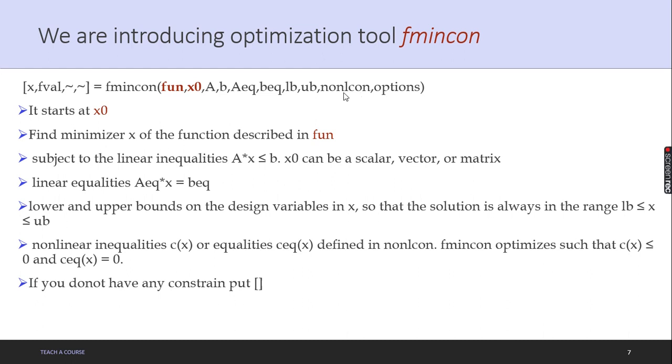Nonlcon is a non-linear constraint. If you have any, we will not discuss it here now. And options for optimization we will be discussing later, not at this moment. If we are not using anything, then we will put an empty bracket for any of the constraints you are not going to use.